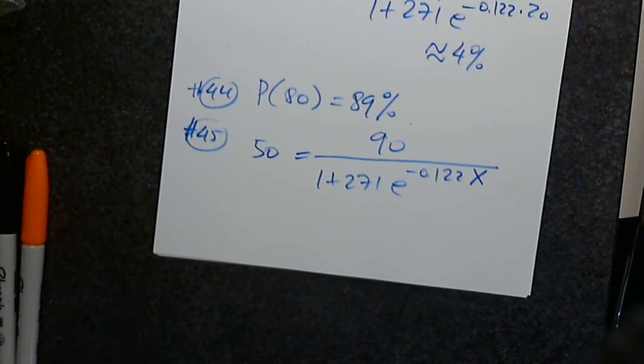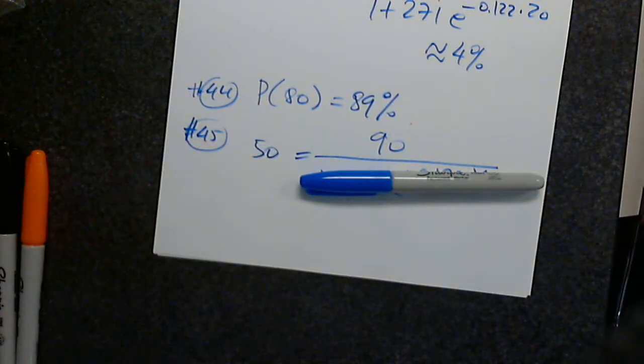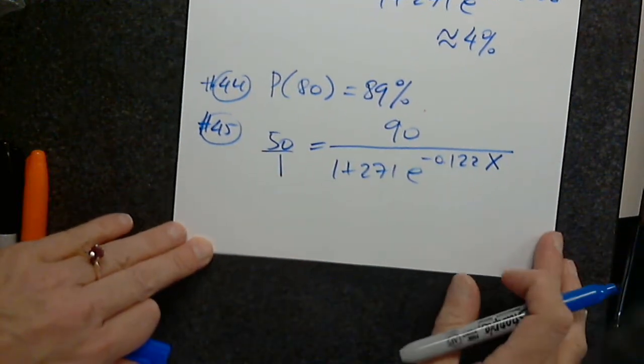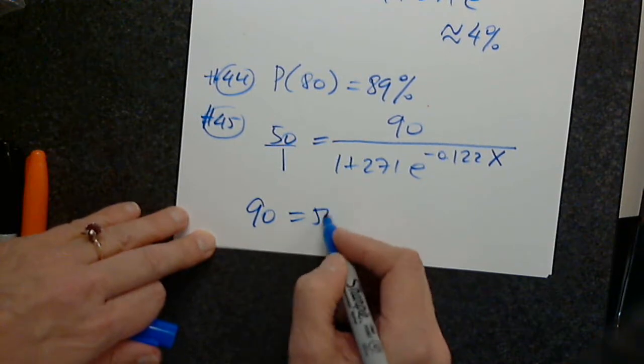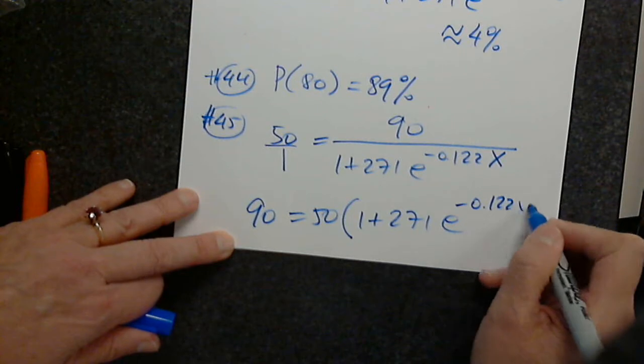Okay, so if you disregard this noise, because it's kind of a noise, right? You know what you're looking at. What are we looking at? If you disregard the noise in the denominator, then it's kind of poking your eyes. But you know what you have if you disregard that. It's a proportion, isn't it? Yeah. So that's how you have to look at it. It's a proportion, and we have to cross multiply. So 90 equals 50. Do not distribute. 1 plus 271 e to negative 0.122x.